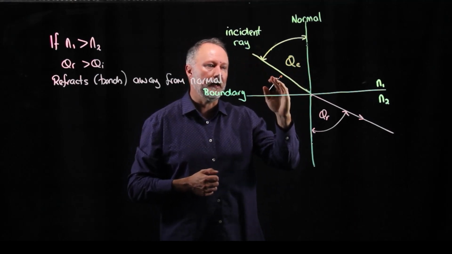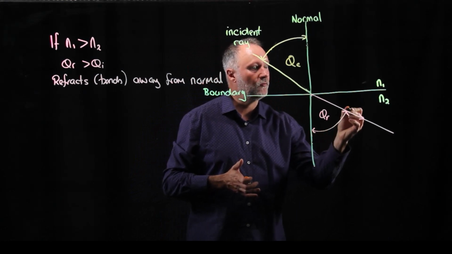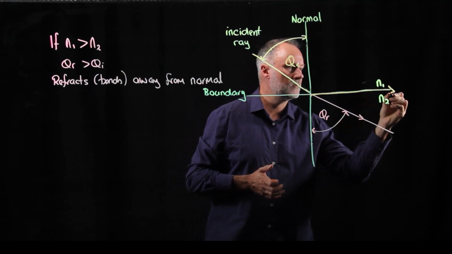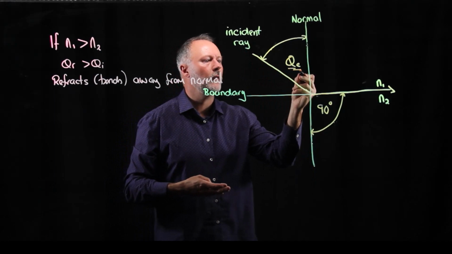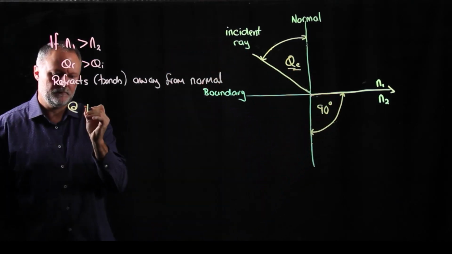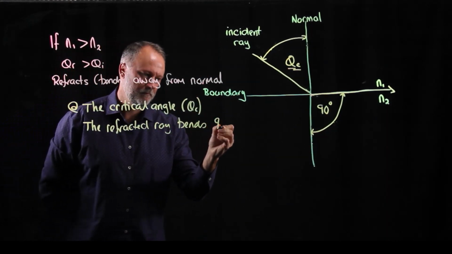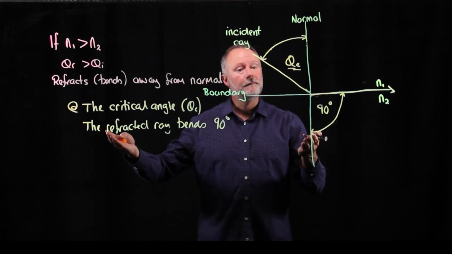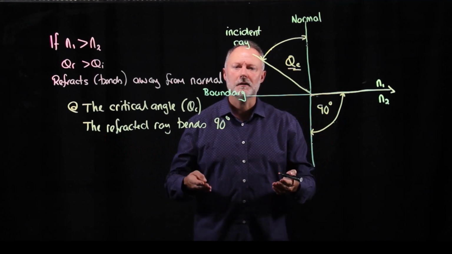At this particular angle, what we find is the refracted ray refracts all the way around perfectly to the boundary. So here we have it. An incident ray at the critical angle generates a refracted ray of 90 degrees. At the critical angle, which is a particular angle of incidence, we find the refracted ray bends a total of 90 degrees. Let's now bring in Snell's law.